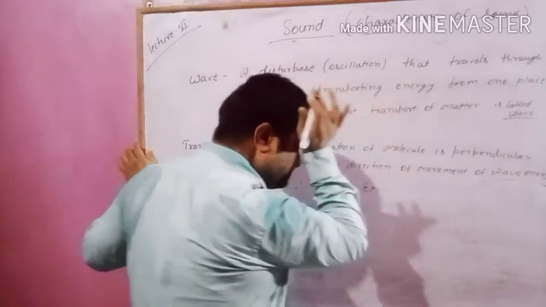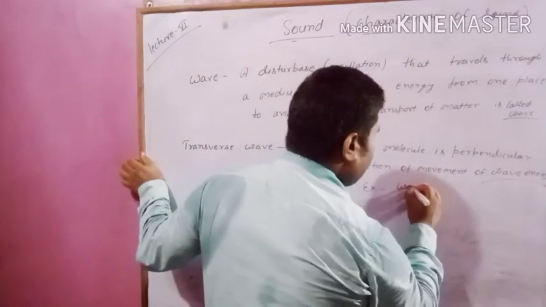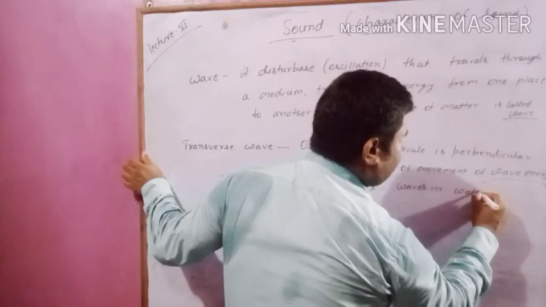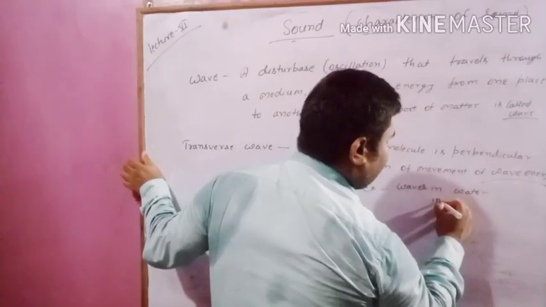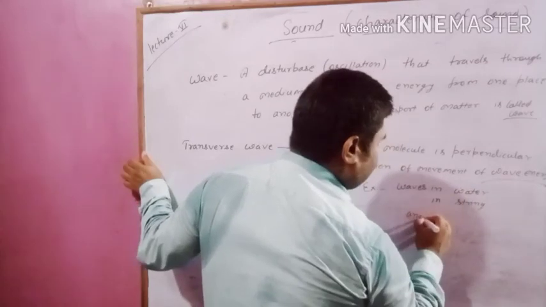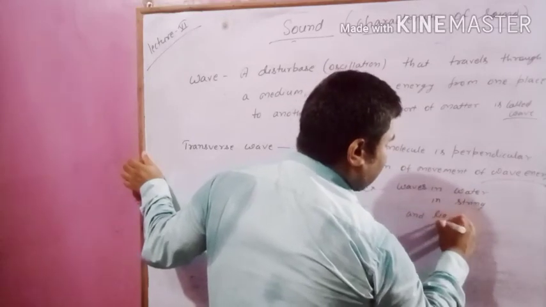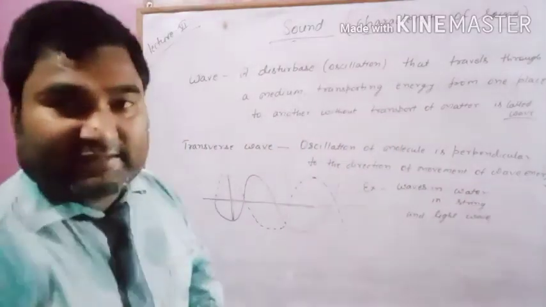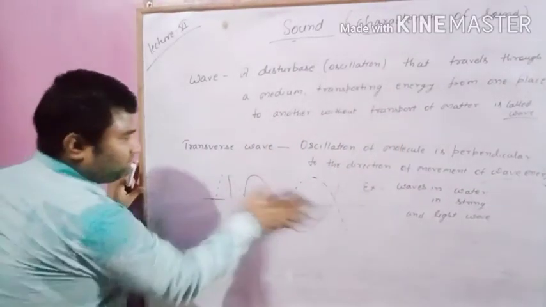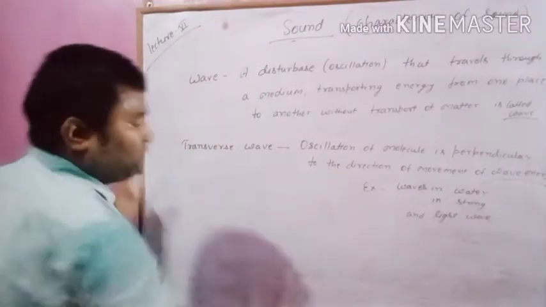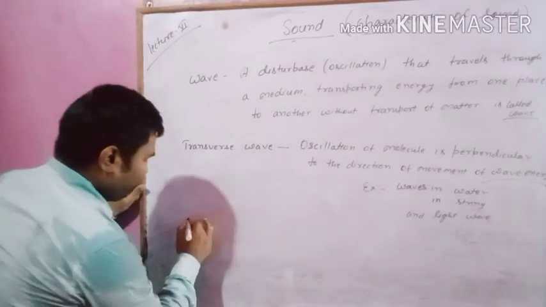Example: waves in water, in string and light wave. These all are examples of the transverse wave. Next is longitudinal wave.